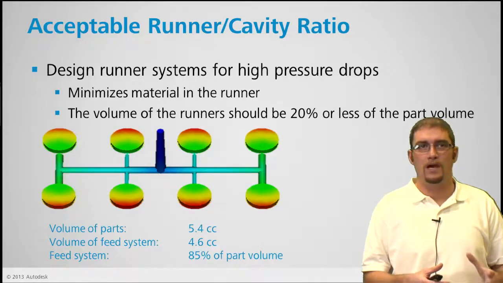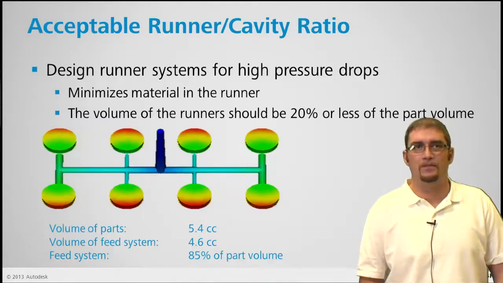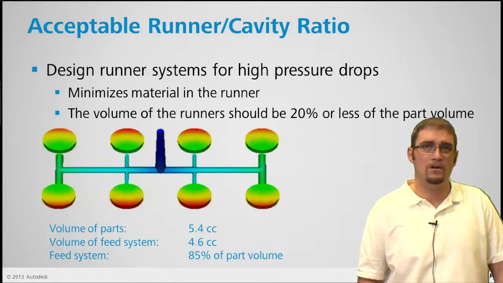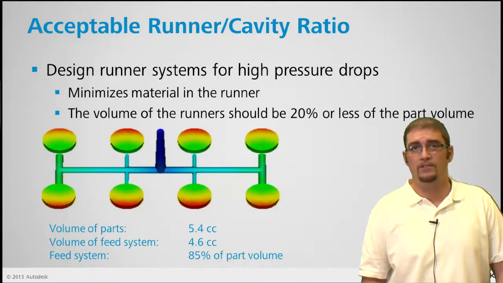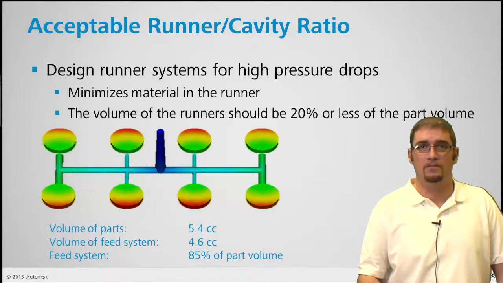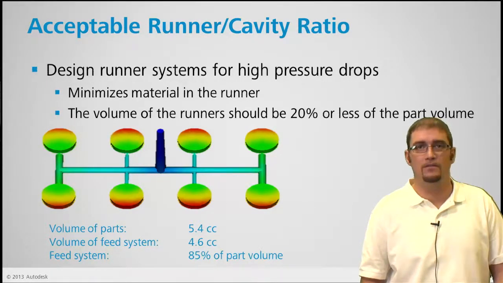And the typical guideline is, we want that runner volume to be roughly 20% or less of the overall part volume. In this example, our artificially balanced system, you can see the feed system volume is actually 85% of the total shot volume here.